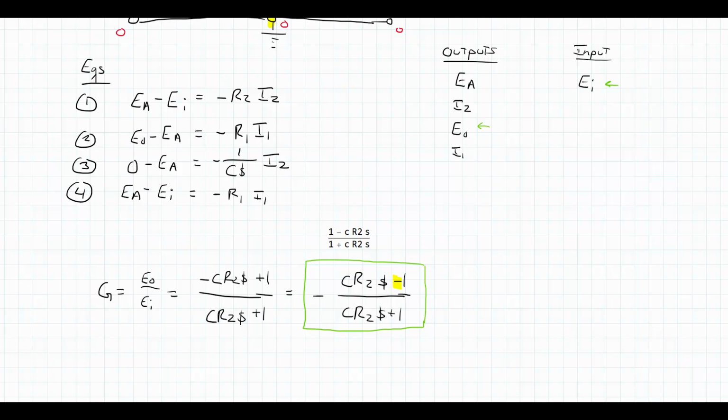Depending on the value of C and R2, it's possible that the numerator could be positive or negative. It's not going to be strictly positive like we often see. So this one we can't really classify as inverting or non-inverting, because it's really going to depend on the parameters we choose for C and R2. So now we can look, how did we get to this transfer function?